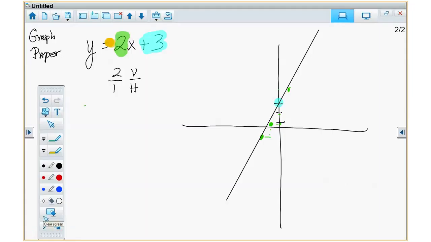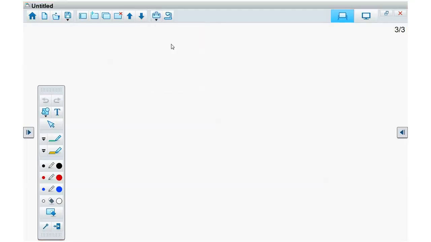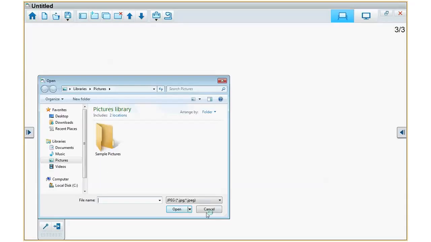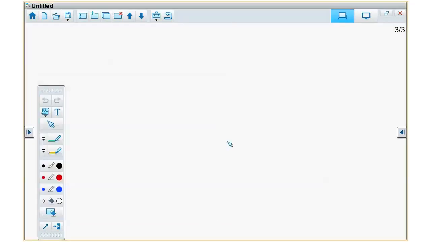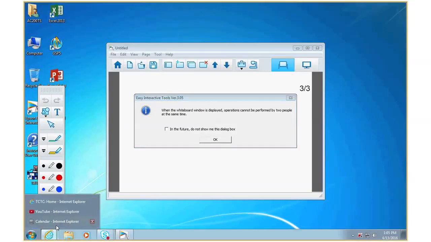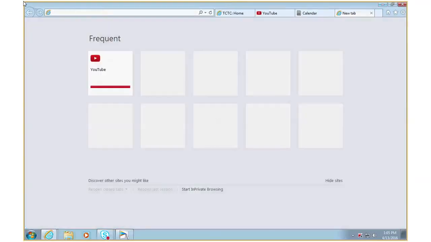So let's do another one. First of all, let me see if I still have it. I wonder if somebody started the computer again. Nope, somebody started over, so I got to grab one right quick. Hold on a second. Let's go to graph paper.